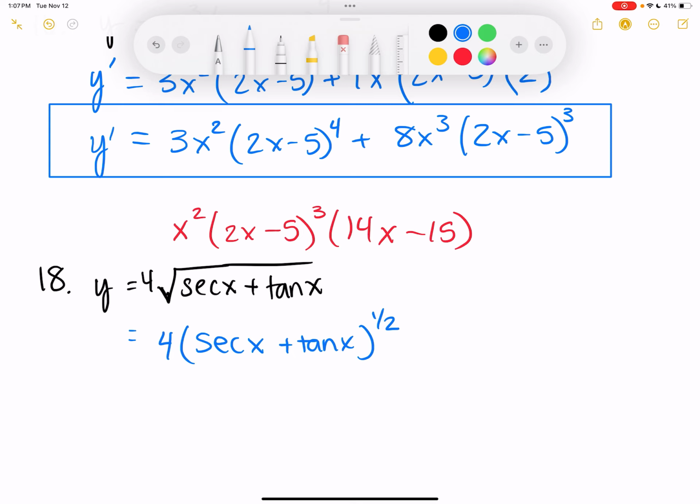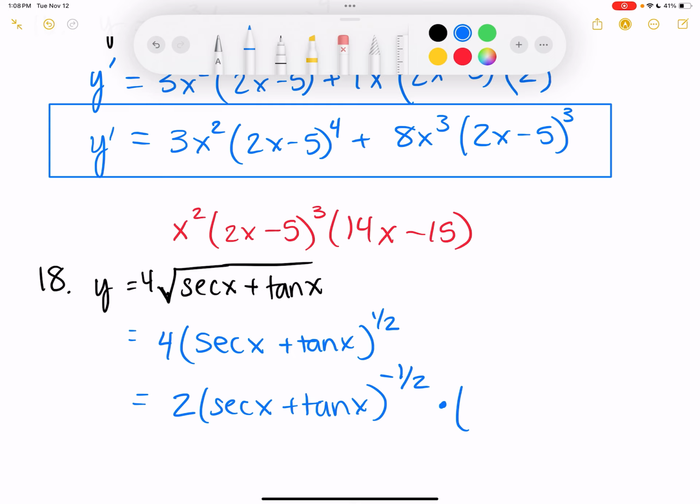And now I need to take the derivative. So what is the outside derivative? 2, times secant of x plus tangent of x to the negative 1/2. Negative 1, okay, beautiful. Off to a good start. Times, what's the derivative of the inside? I got this.